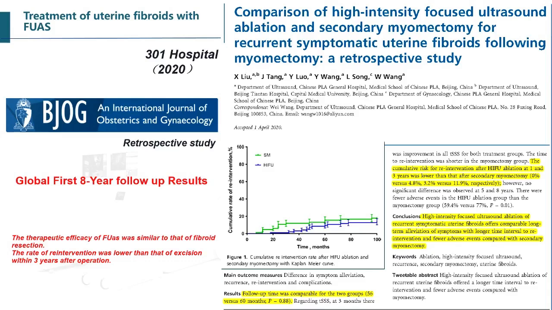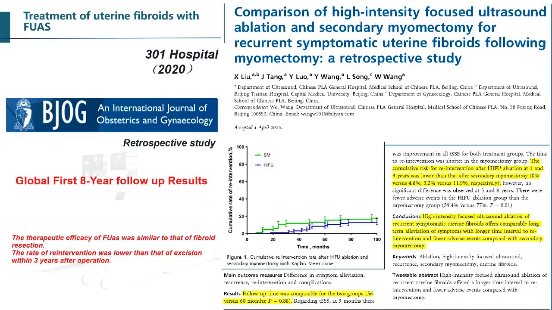Also in 2020, the Wang Wei team started to publish a paper. Their team is one of the earliest teams focusing on the FUS, and all of the subjects had experienced surgery for uterine myoma. They divided them into two groups. One group used the FUS, and the other group used the surgery modality.